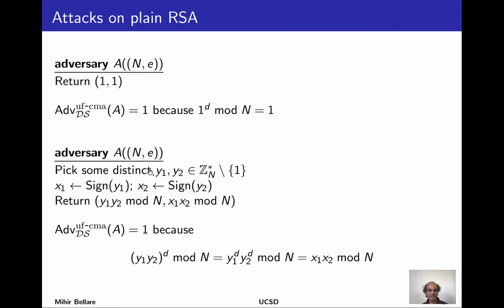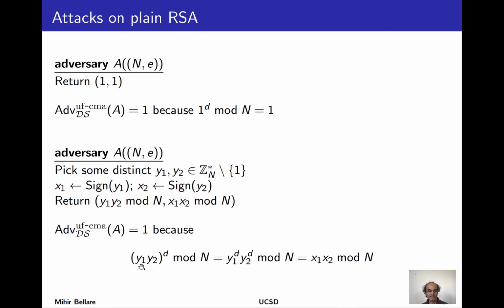Here's another attack that illustrates how the homomorphic properties of RSA lead to violation of security here. The adversary, given the public key, starts by picking 2 points in Zn star. They're assumed to not be 1. And it then goes to its signing oracle and asks it to return the signatures of those 2 points. So now that it has those, it creates as a message the product of the 2 messages here, and correspondingly as a signature, the product of the signatures here. And we claim this works, meaning the adversary has advantage 1.